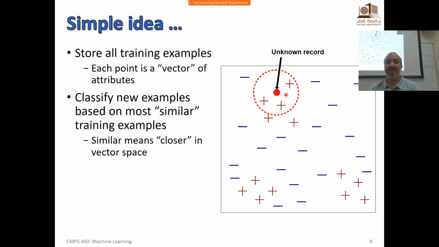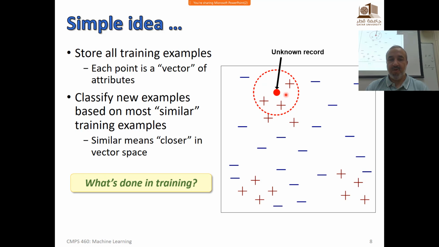So we classify new examples based on the most similar training examples, and most similar here means the closest ones. Very simple, right? And very intuitive also. Any questions on how it works? That's the main idea. Right. What is done in training then? We talked about prediction, right? We talked about how we predict the label for a new example. What do we do in training?